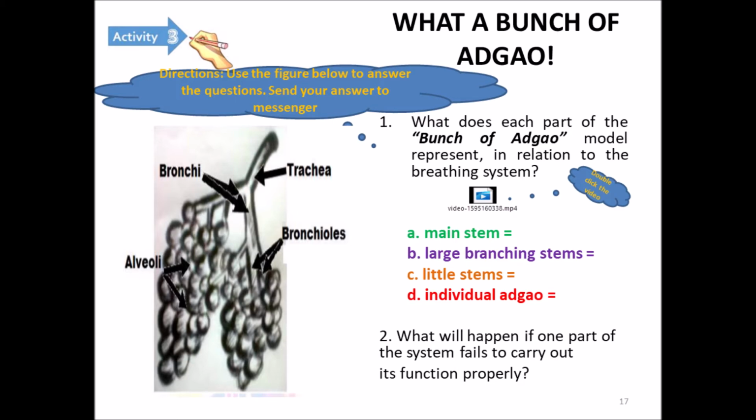Question number 1. What does each part of the bunch of malunggay model represent in relation to the breathing system? A. The main stem. B. Branching, large stems. C. Little stems. D. Individual malunggay. Kindly double-click the video in order for you to see other information. Question number 2. What will happen if one part of the system fails to carry out its function properly?